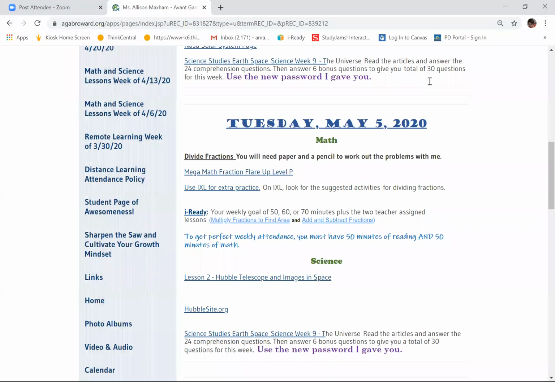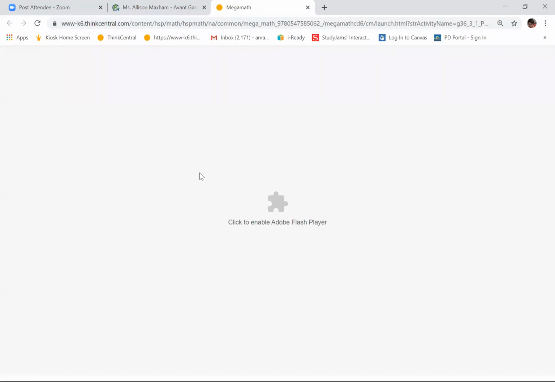Okay, so here we are at my web page, and we're on Tuesday's lesson, and it says Mega Math Fraction Flare-Up Level P. Remember, if it starts at A, that's the easiest, and as it goes up the alphabet, it gets more challenging. So level P is pretty challenging. Click to enable Flash Player. Click, and then allow.